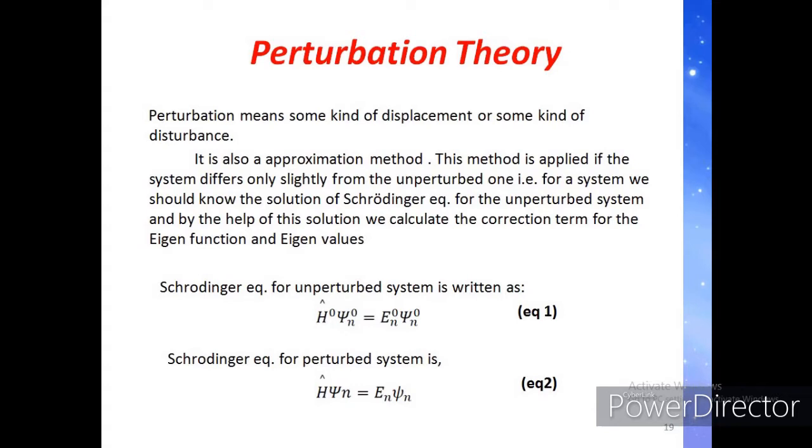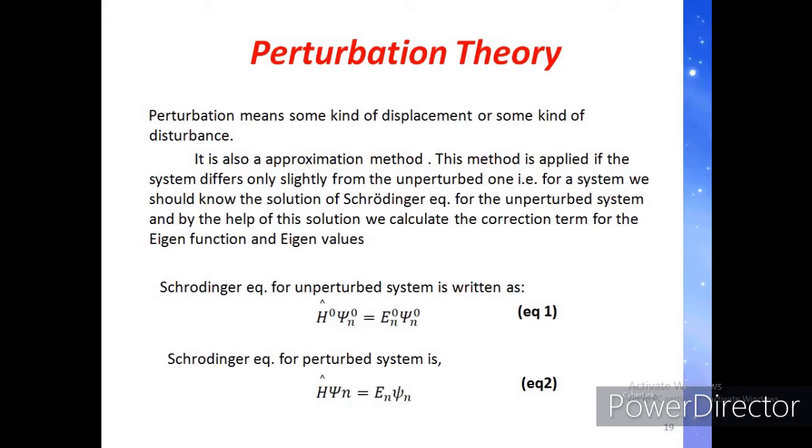As we discuss the helium atom here, there is a perturbation or disturbance due to the various interactions that take place within the system. The basic principle of this theory is that we should know the solution of the Schrodinger equation for the unperturbed system, and with the help of this solution we will calculate the energy for the perturbed system.